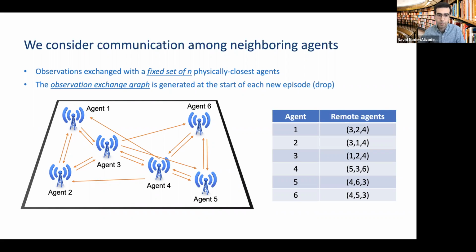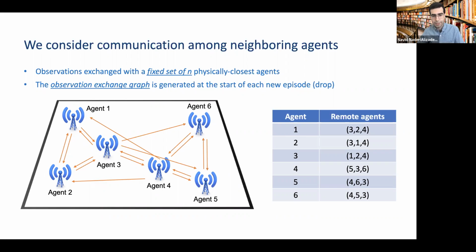And once we drop the access points in the network area, we create this observation exchange graph, which says that each agent is going to get observations from a set of small n agents that are close to it. For example, here you see that we have 6 agents, and we set n equal to 3. So agent 1 is going to receive observations from agents 2, 3, and 4, and so on. You see, for example, that agent 3 is at the central location, so it has more interaction in terms of exchanging the observations with its neighboring agents.